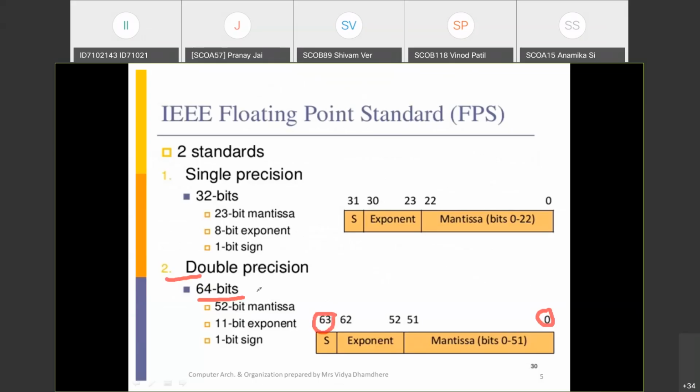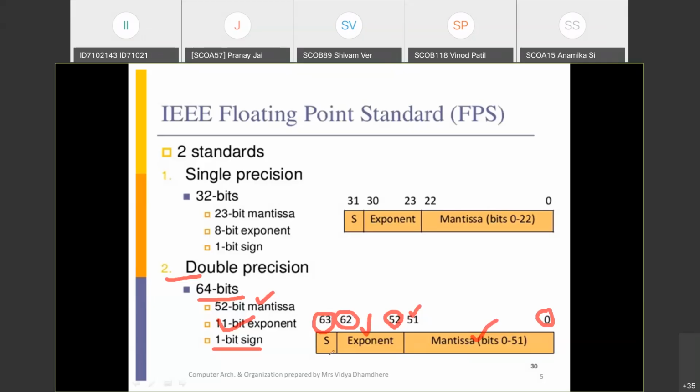Out of that, 52 bits are used for the mantissa, that means from bit 0 to 51, total 52 bits, used for the representation of the mantissa. The next block is 11 bits of exponent, from bit number 52 to 62. That is a total of 11 bits, used for the representation of the exponent. The next one is the 1 sign bit, which is bit 63.